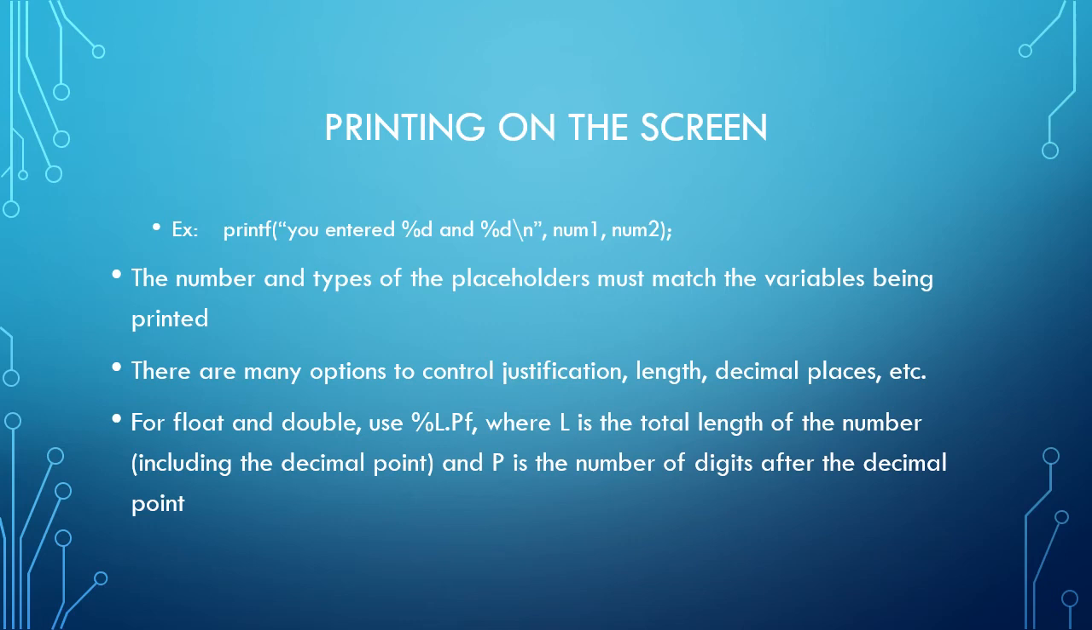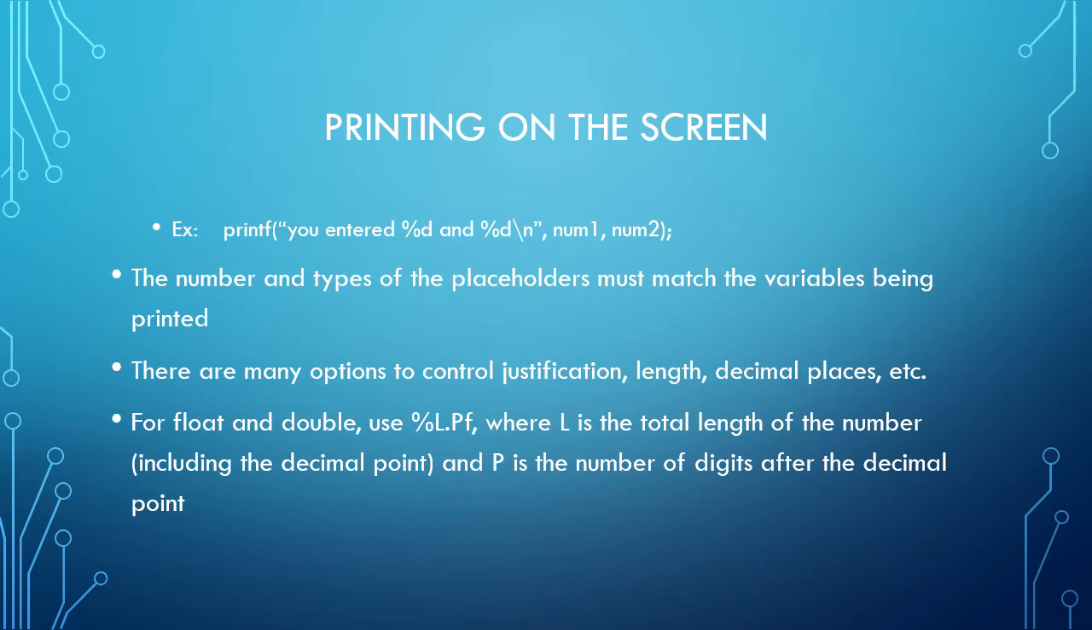The number and types of the placeholders must match the variables being printed. So since I have two variables there, I need two placeholders. And since I put in two placeholders for ints, num1 and num2 need to be int variables. There are many options to control justification, the length, the number of spaces used for printing the value, the number of decimal places, and so on.